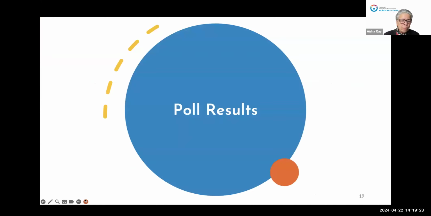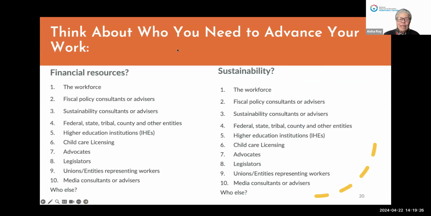Keep going, Daisy. We would also like you to think about who you need to advance your work. For financial resources and sustainability, we've added a whole list here of entities, the workforce, fiscal policy consultants, sustainability consultants, and so forth, including childcare licensing, advocates, legislators, unions, and entities that represent workers, and media consultants or advisors. Who else? Who are we missing? Who should we be thinking about? Who are you thinking about to help you around the work around financial resources and sustainability? Next slide.